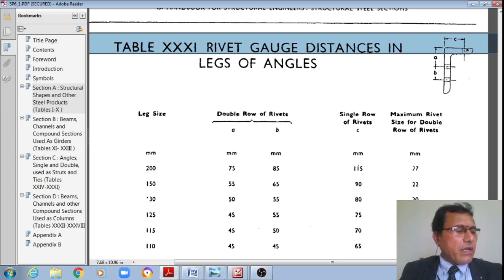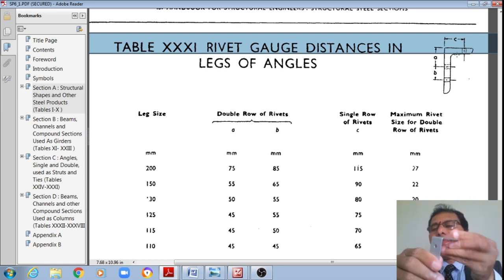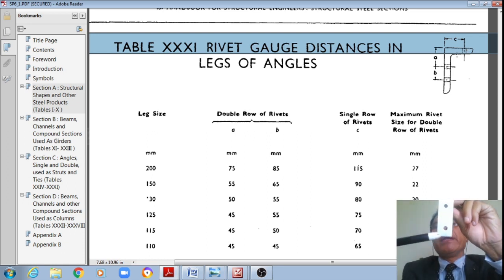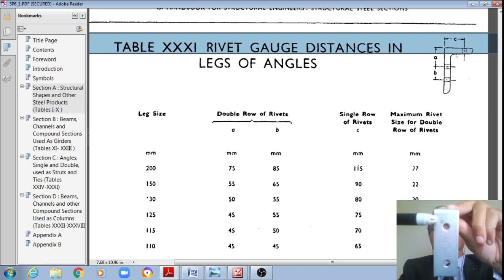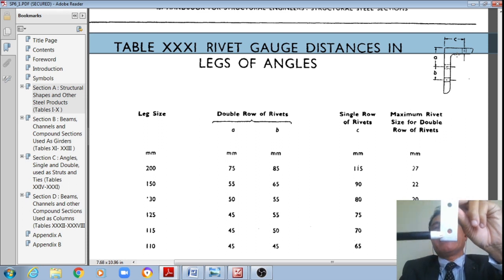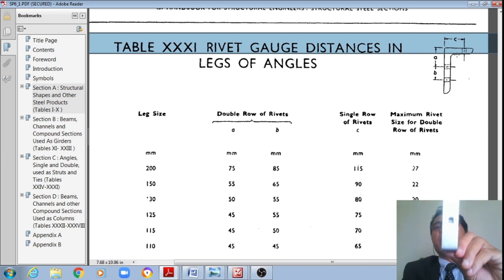Here what is shown is that if the bolts are to be provided in 2 rows, what should be this distance A, starting from the root end of the root radius? And what should be this distance B, from the central line of the first bolt line to that of the second bolt line? If all the bolts are provided in just one row, then what is this distance C from the end of the root radius? That is also given. Now I have the connected leg.